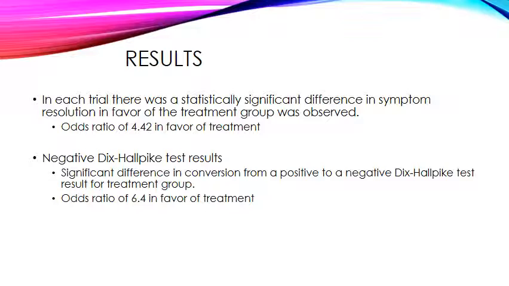To reiterate, there was a significant improvement in symptoms after treatment using the canalith repositioning treatment. The symptom resolution had an odds ratio of 4.42. There was also a significant difference in conversion from a positive to a negative Dix-Hallpike test with an odds ratio of 6.4.